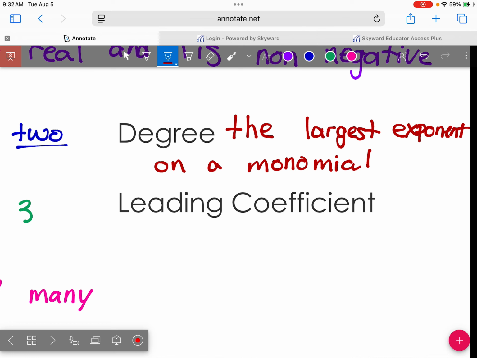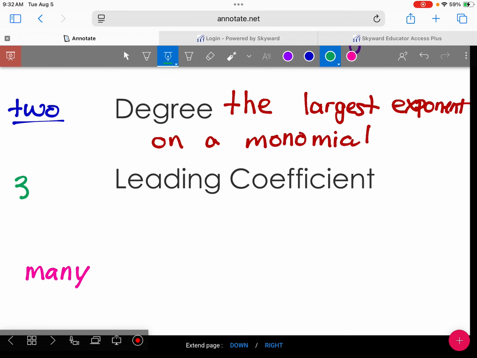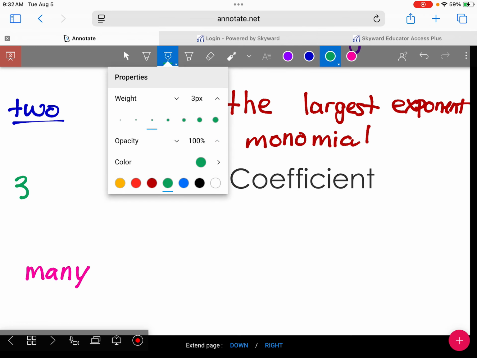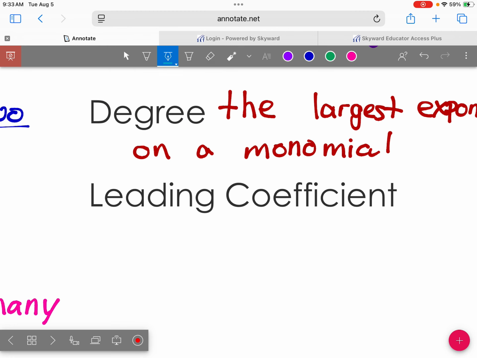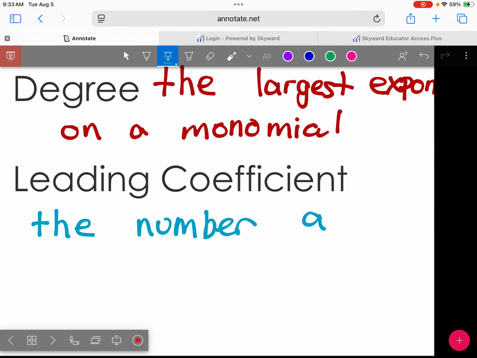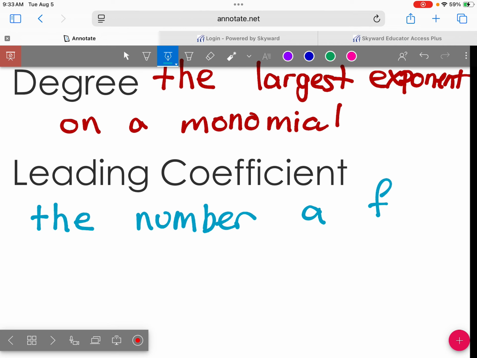And our leading coefficient is the number a, so just like how this guy, that number in front of your highest degree term. We will practice looking at these in just a second.